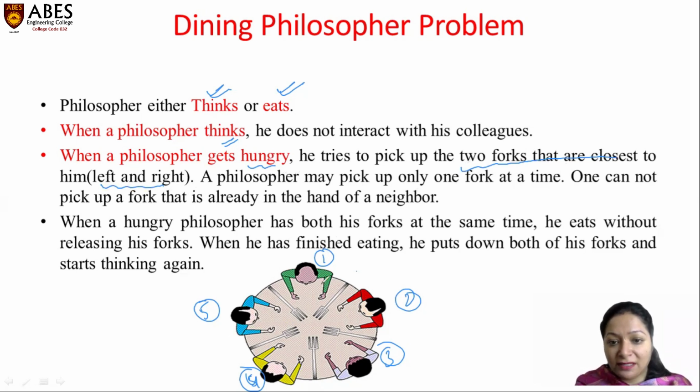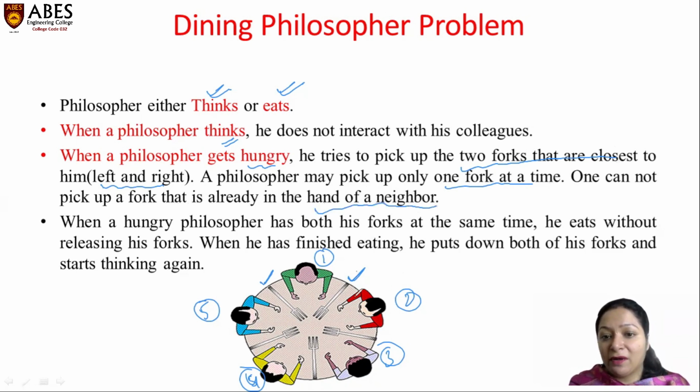As you can see, there is a round table and 5 philosophers are sitting around this round table, and each philosopher has one chopstick or fork towards its left and one towards its right. So a philosopher may pick up only one fork at a time. एक टाइम पर एक ही philosopher जो है वो एक chopstick को उठाएगा, चाहे वो right की उठाए चाहे वो left की उठाए. One cannot pick up a fork that is already in the hand of a neighboring philosopher.